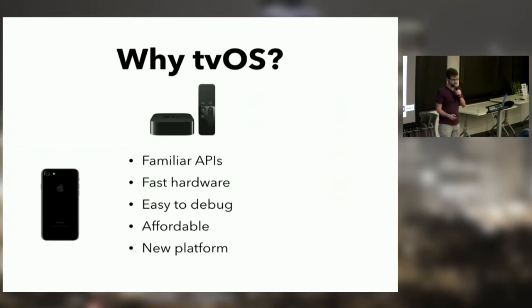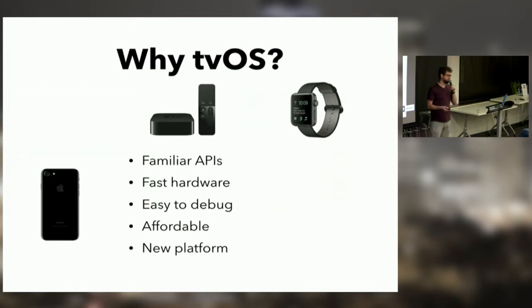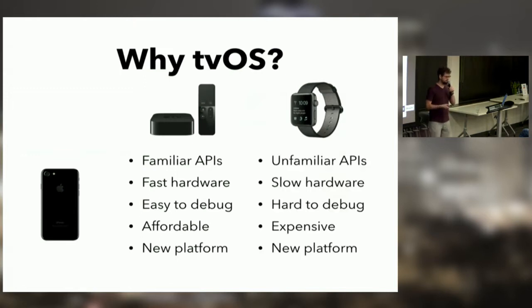So contrasting this with another platform that Apple launched last year, I built a couple watchOS apps. watchOS is a very different story. The APIs are very unfamiliar. You have to work in this WK interface system, and you have to use storyboards, and it's split across an extension and storyboard. It's very strange. The hardware is ridiculously slow. I haven't used a new watchOS device. I hear they're faster, but I have my original Apple Watch.